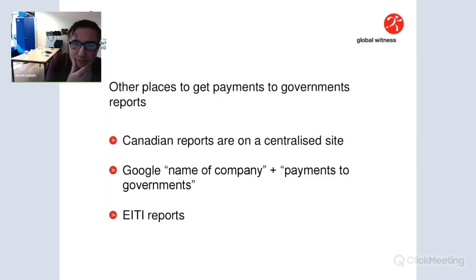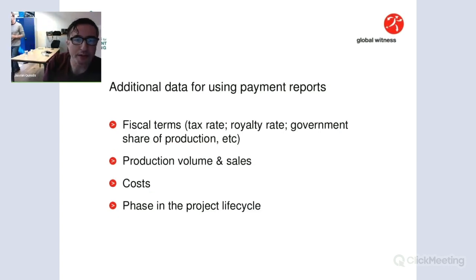Some other places to get payments to governments reports: EITI reports are an obvious one. But also, happily, the Canadian reports are on a centralized site. The handbook will give you the link to that, and it's really easy to go and get the Canadian reports. There are hundreds of companies reporting under the Canadian laws all across the world.